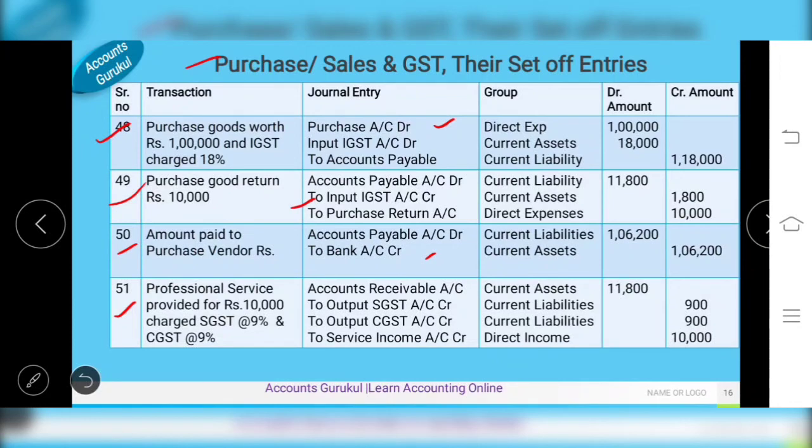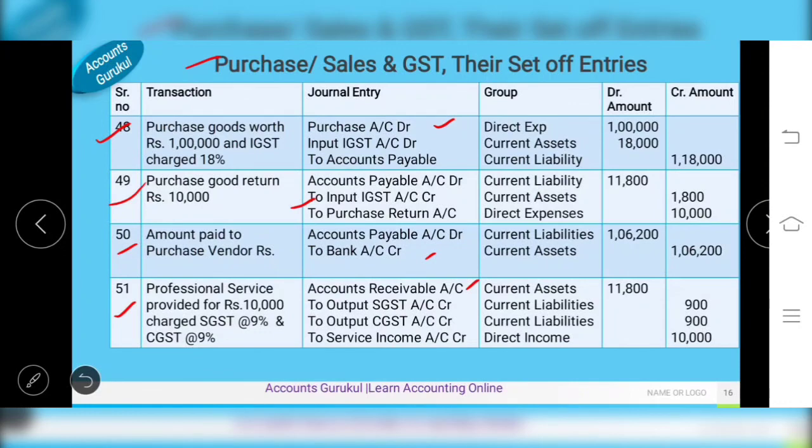Then the next, professional service provided for rupees 10,000, charge SGST 9% and CGST 9%. So the professional service invoice which has come, on that invoice the SGST and CGST of 9% is applied. So the professional service provided, we have provided the service, and we have charged the SGST and CGST on that. So account receivable account debit, because it's on credit.